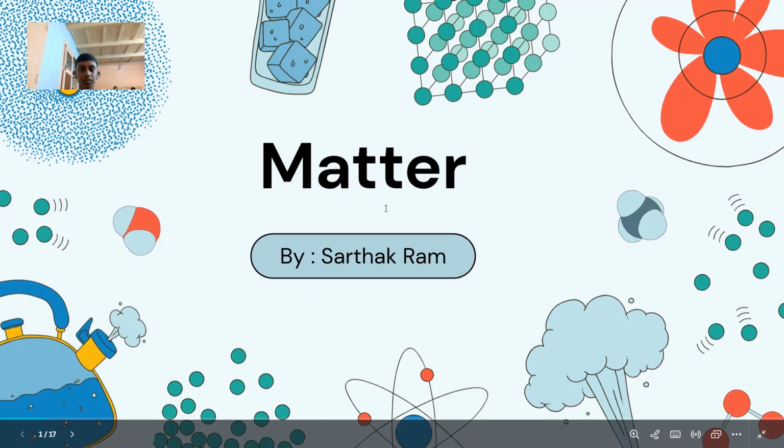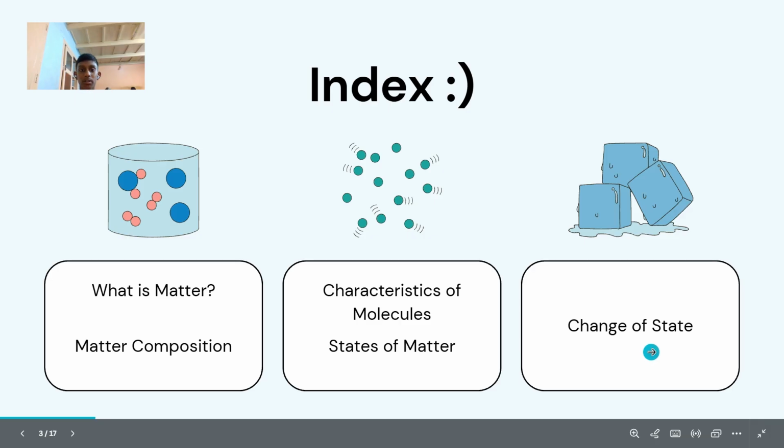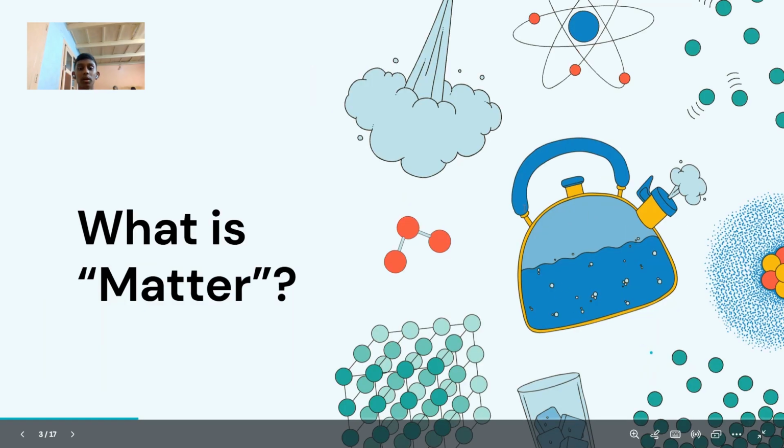As you can see, matter surrounds us, defines our physical reality and governs every force in the universe. Today, let's cover half of the chapter of 8th grade matter. Let's see the index. So we have what is matter, composition of matter, characteristics of molecules, states of matter and change of state. Let's start with the main question.